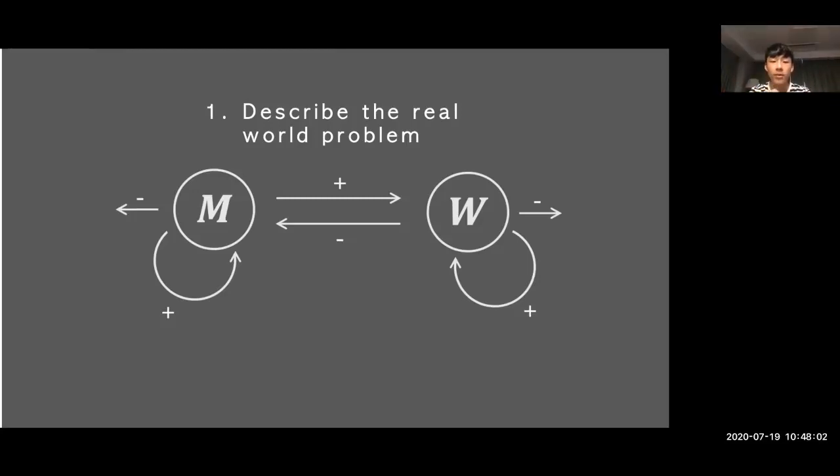On the other hand, the moose population would have a positive impact on the wolf population because wolves prey on moose, and therefore the wolf population increases, while the wolf population would have a negative influence on the moose population. So we first describe the real-world problem like this.